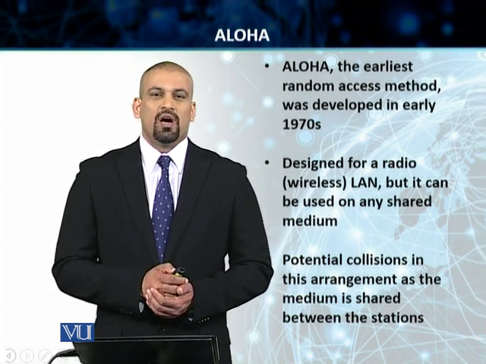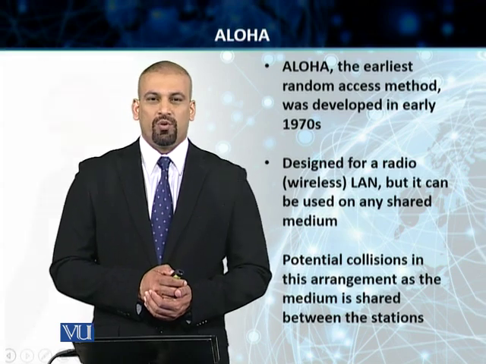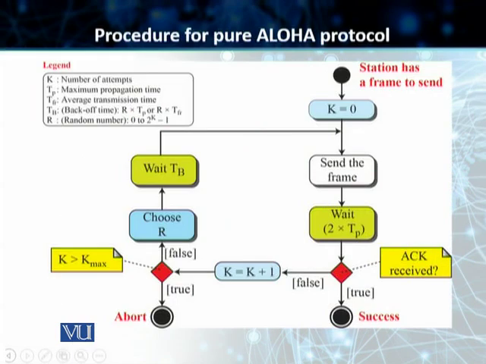Students, let's go to the slide, and we'll look at the flow of transmission as it happens in pure Aloha. As you can see on the slide, we are first defining some terms or quantities. The first is K, where K represents the number of attempts. Then you have TP, which is the maximum propagation time. Then T frame, which is the average transmission time of a frame. And then TB, which is the back off time. It can be calculated by R multiplied by TP or R multiplied by T frame.